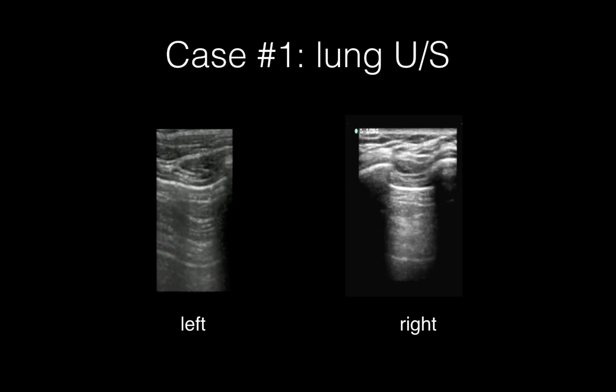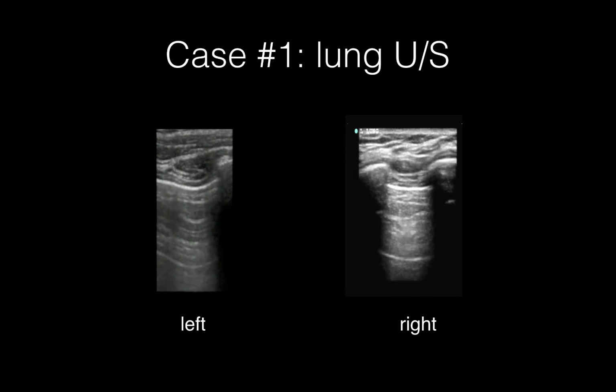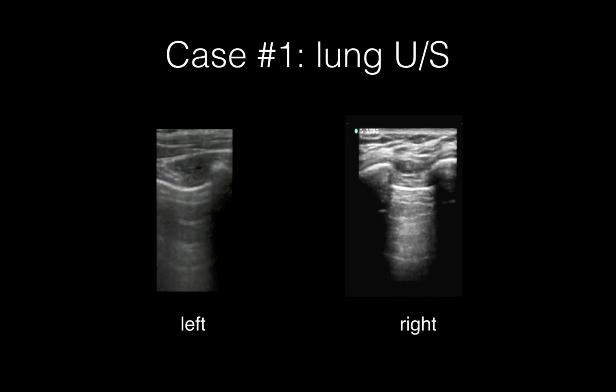Note that there's some motion on the right due to probe movement, but the key point here is that the motion is not timed with respiration, and so this doesn't represent lung sliding. There are two possibilities to explain the findings in this patient's right lung. The A lines are telling us that there's air under the probe. Absence of lung sliding in this context could mean that there's air between the pleura, a pneumothorax, or that the right lung is not ventilated, for example, if the patient has a right mainstem intubation.